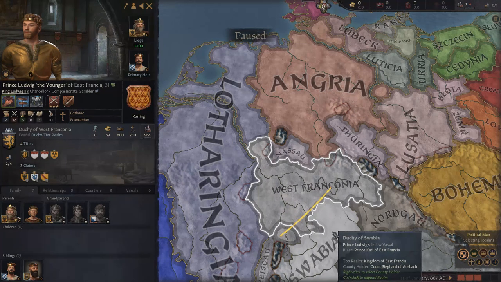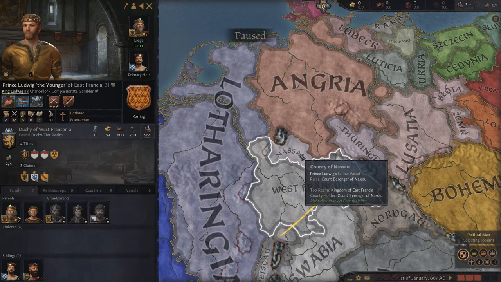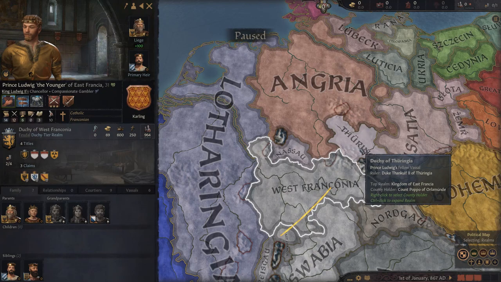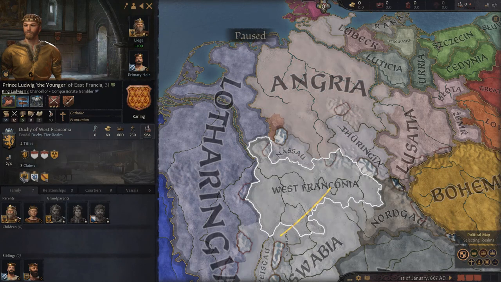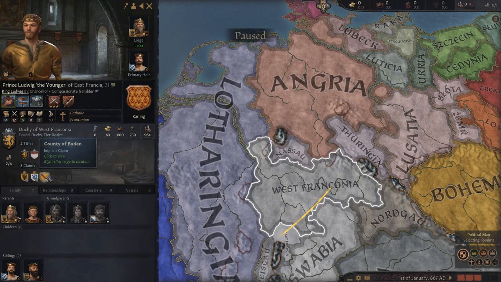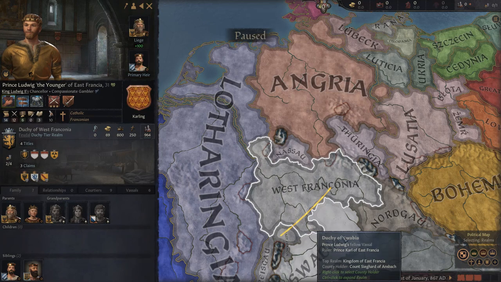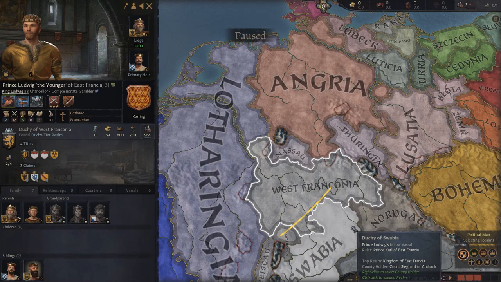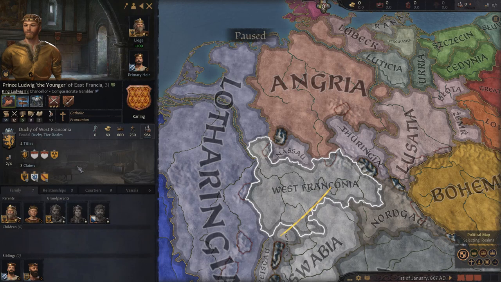There are enough other lands here, the Swabians, which is your brother, we'll get to him in a minute, but we've got Nassau next to it, Thuringia, Angria, and so on. Your claims, implicit on East Francia, and the Kingdom of Bavaria, and the County of Baden to the south, do give you some reason and justifications to go to war.